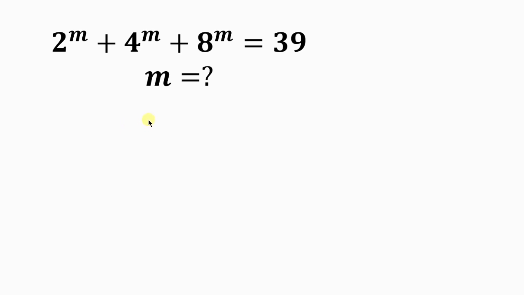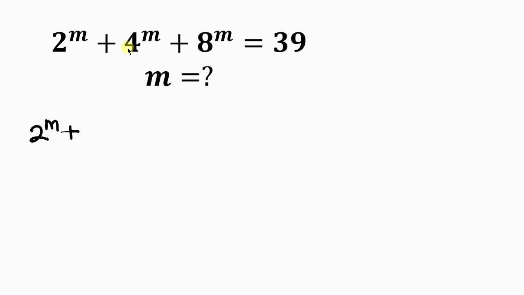We have this beautiful question that says: find the value of m given that 2 to the m plus 4 to the m plus 8 to the m is equal to 39. Well, our first step will be for us to simplify the left-hand side. The left-hand side, we have 2 to the m plus 4 to the m.